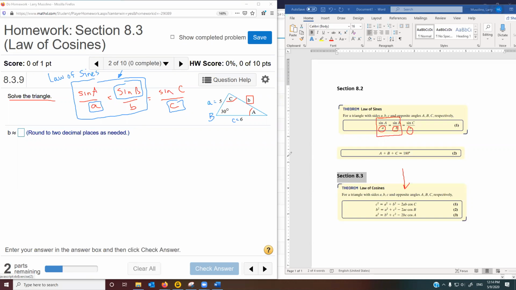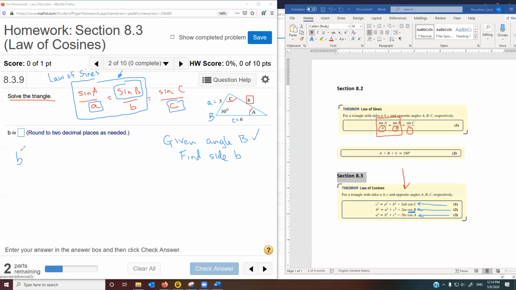Now, when I look at law of cosines, I notice these three equations each have a certain angle specified. Notice for equation 1, they show it as angle C. Equation 2 uses angle B, and equation 3 uses angle A. Well, in my example, we know, or we're given angle B. And we want to find side B to begin with. Well, if I'm given angle B, notice that suggests I should use equation 2 here.